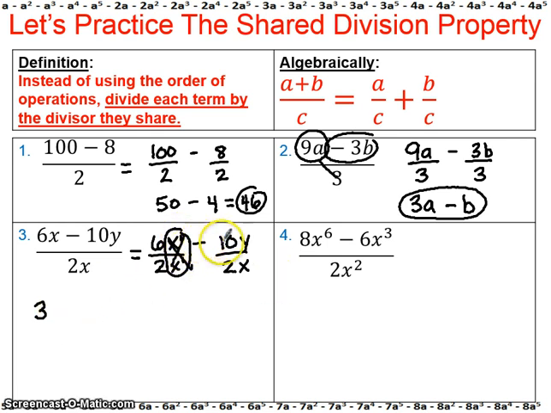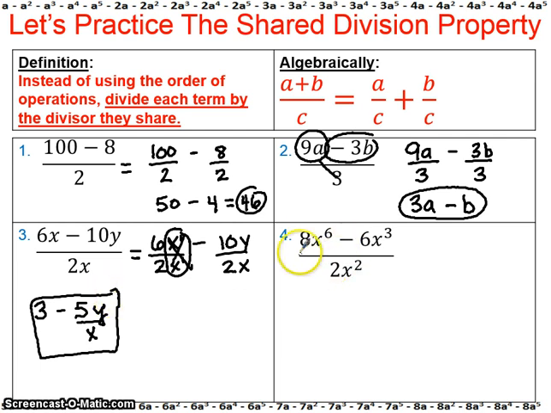Now we have negative 10 divided by 2. So we get negative 5. And the y and the x are not the same base, so they just remain y over x. So we have 3 minus the quotient of 5y and x as our simplified expression.